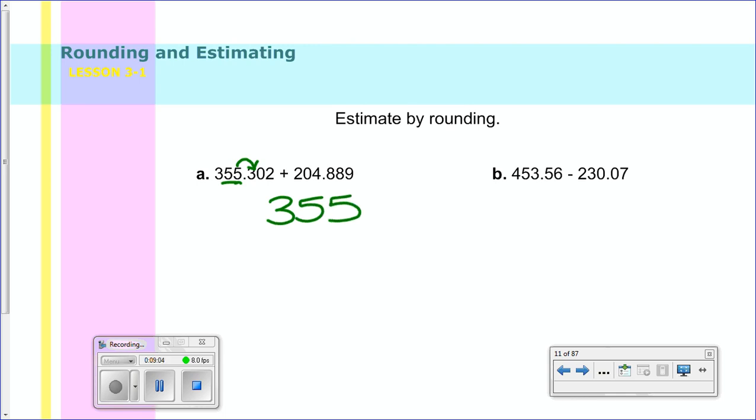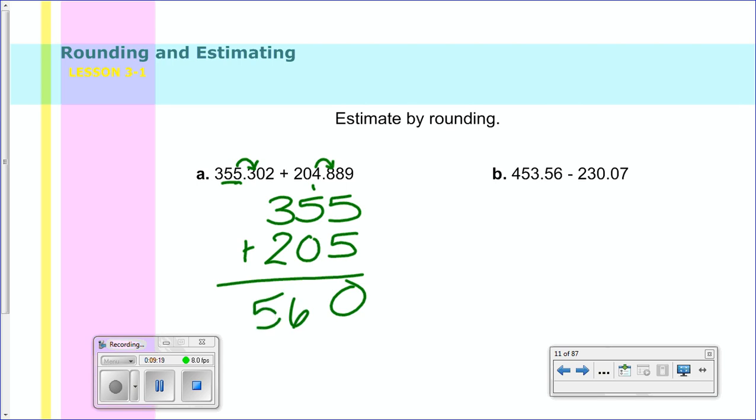Then I have plus 204 and 889 thousandths. Again, I look at the number in the 10th spot. It's an 8. Well, because it's an 8, that is closer to 205. And you add. So you get 560. Your answer is about 560. All right, do the same thing with B. Round it to the nearest whole digit, and then when you're done, come back and check your answer. Go ahead and do that now.